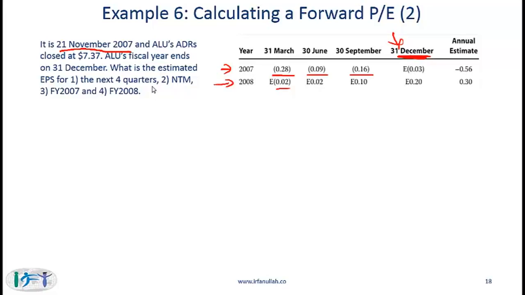So there can be several definitions of the forward EPS. One definition would be based on the next 4 quarters. What is NTM? Next 12 months. Then you can have a definition based on fiscal year 2007, which is nearly over but not yet over. So this would also classify as a forward PE. Or you could have a PE based on fiscal year 08, right? So what are the 4 different PEs over here? I want you to quickly see if you can calculate them. It should be easy.